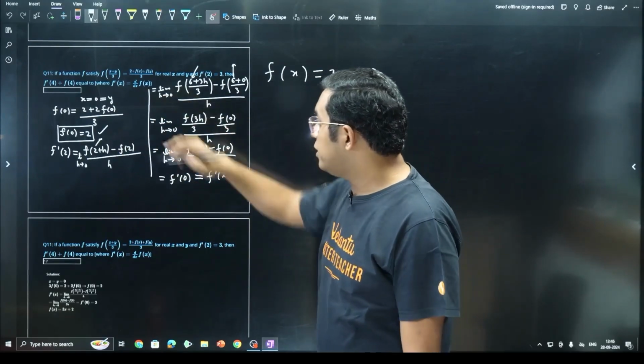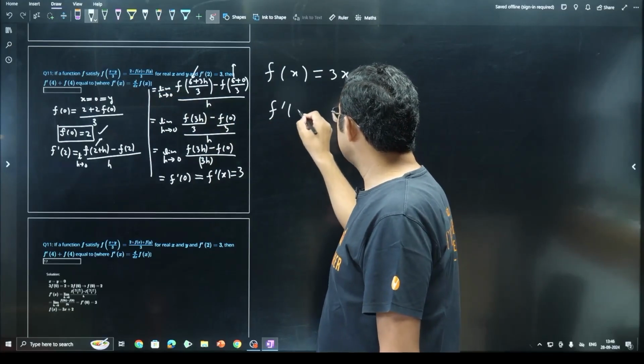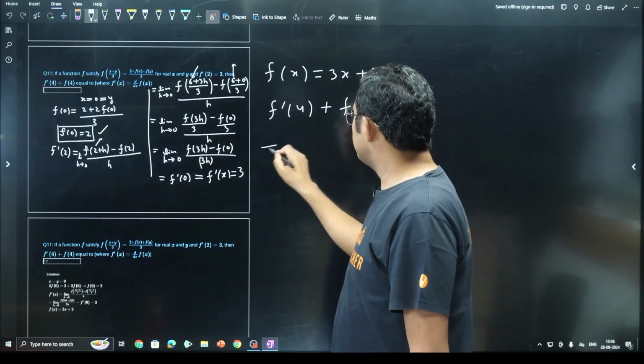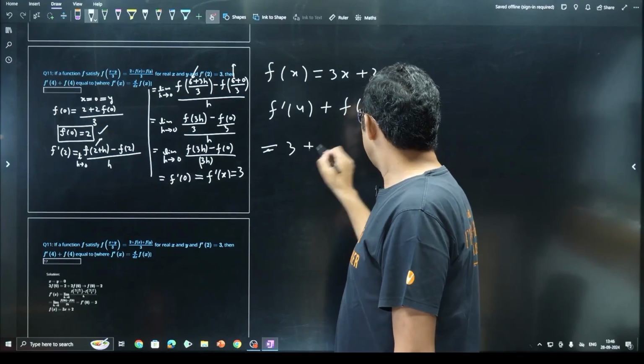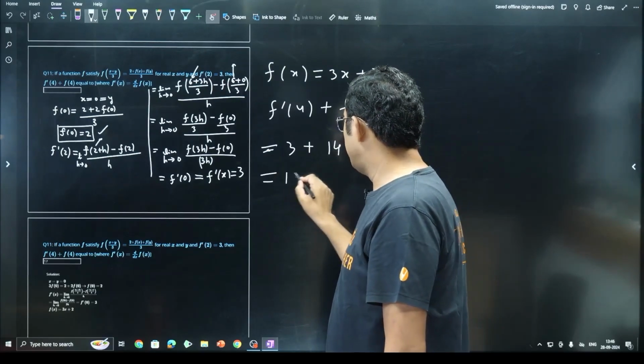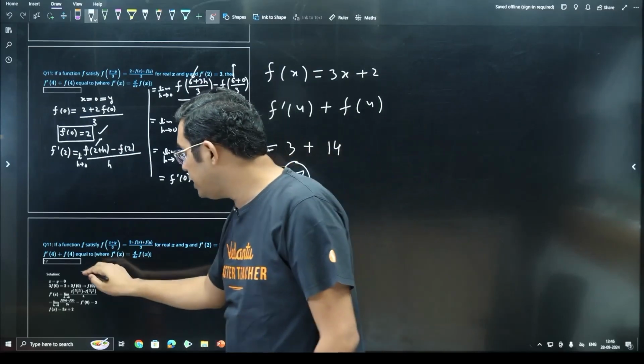Now we are supposed to find f dash 4. I think f dash 4 is nothing but 3. But we also need to find f4. So f dash 4 is 3, and f4 will be 4 into 3, 12, plus 2, 14. So it will be 17. So the answer for this question will be 17.